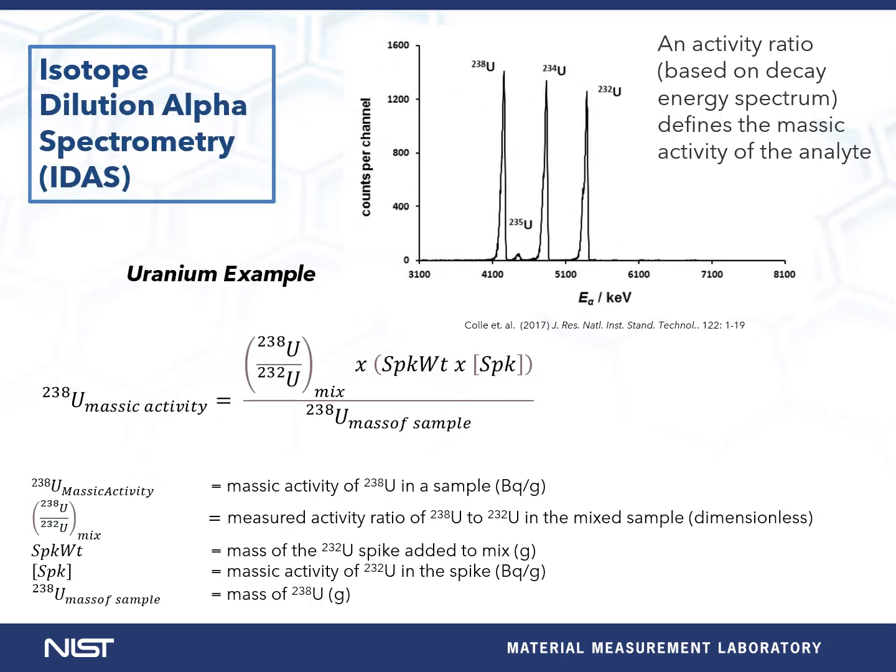For isotope dilution alpha spectrometry, again, the activity ratio, which is derived from the decay energy spectrum of the mixed sample as shown in the top right, defines the basic activity of the sample of interest. The following equation shows an example of the determination of the uranium-238 basic activity in a sample using a uranium-232 spike. In this equation, the uranium-238 basic activity in becquerels per gram is derived from the activity ratio of the uranium-238 to uranium-232 in the mixed sample multiplied by the product of the mass of the uranium-232 spike added to the mixed sample times the basic activity of the uranium-232 in the spike, all of which is divided by the mass of the uranium-238 in the sample.